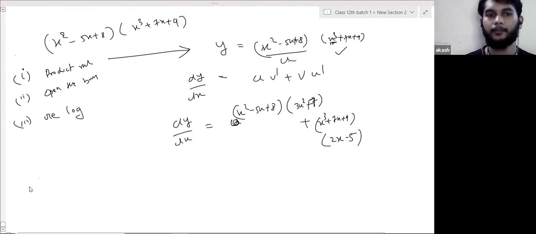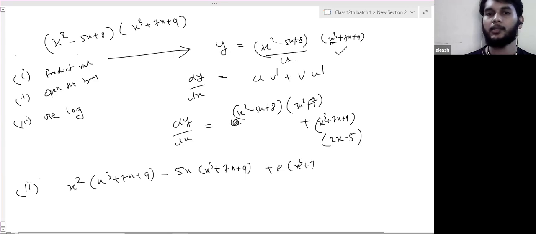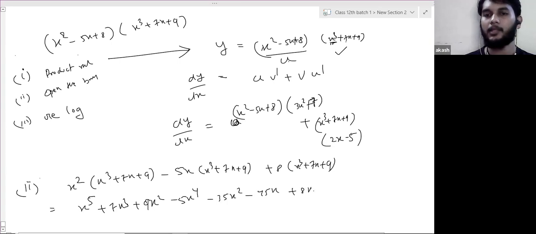But we have to open the brackets. So the second part is saying open the brackets. So just multiply. If you multiply, you will get x square into x cube plus 7x plus 9, minus 5x into x cube plus 7x plus 9, plus 8 into x cube plus 7x plus 9. Now you have to differentiate this. So this is x raised to the power 5 plus 7x plus 7x cube plus 9x square minus 5x to the power 4 minus 35x square minus 45x plus 8x cube plus 56x plus 72.